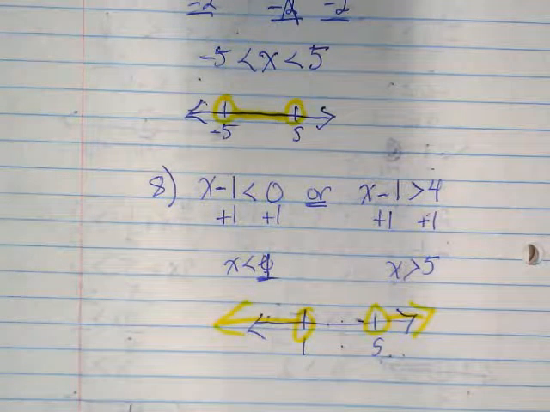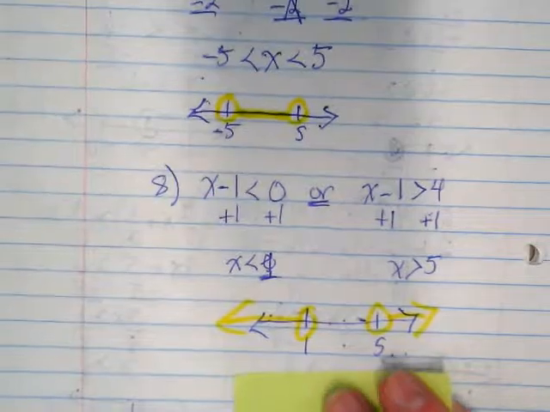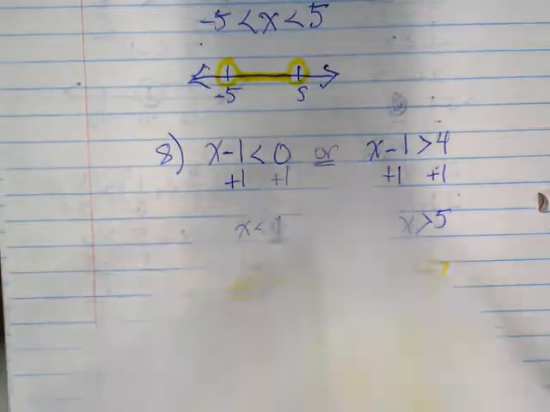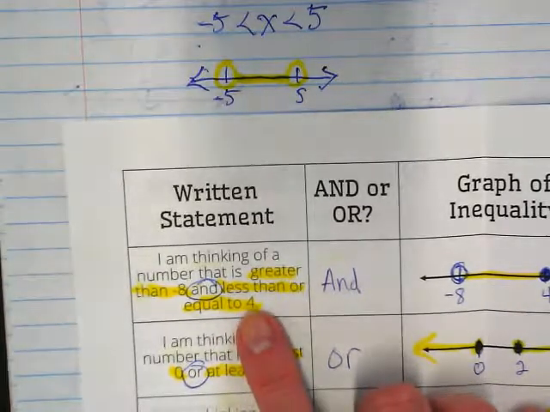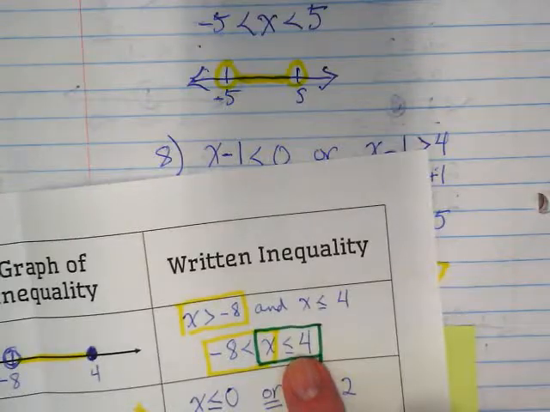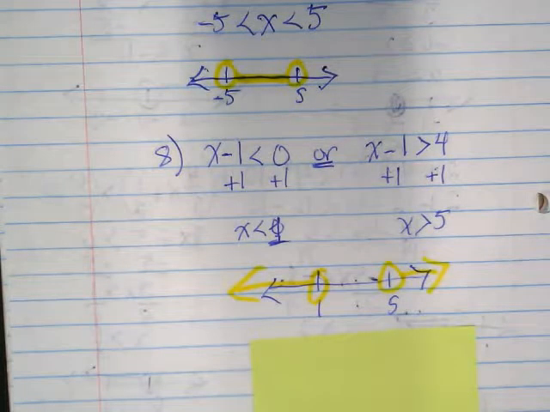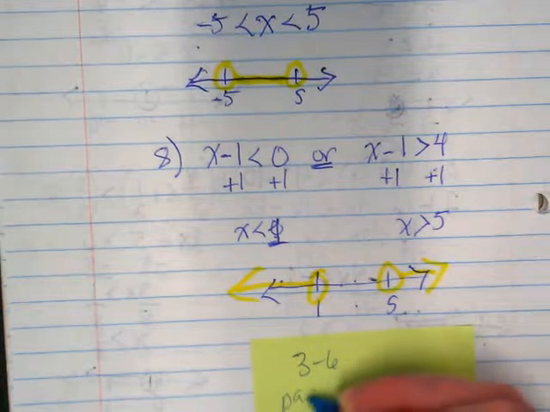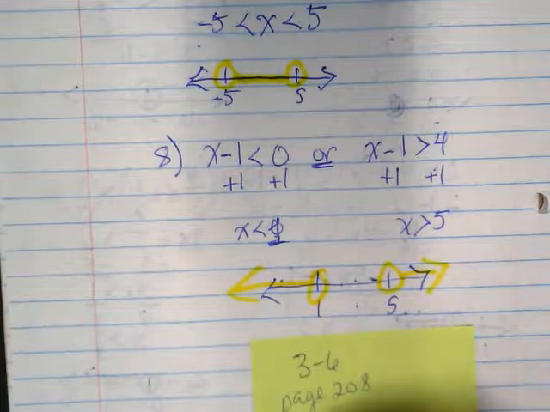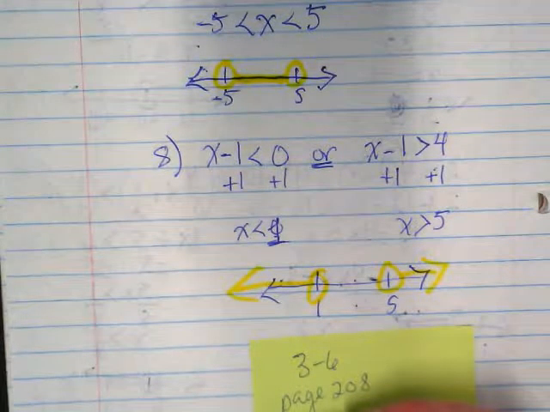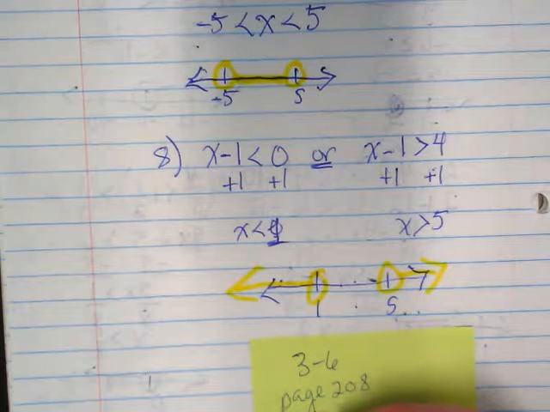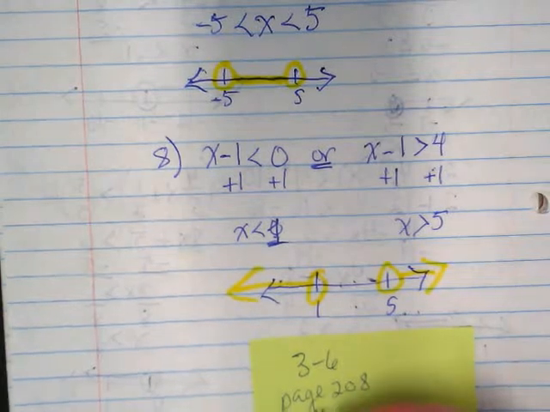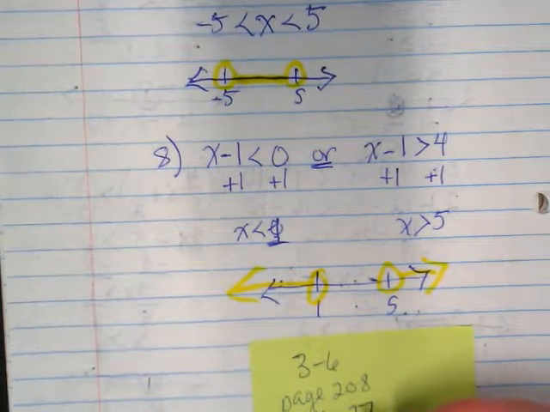And then there's also some graphs, and I want you to use the words that we used in our foldable to take those graphs and try to determine a written statement for them, and if you can write the inequality for them. Okay, so this is 3-6 in your book. I want you guys on page 208, and I want you to try numbers 16 through 27.